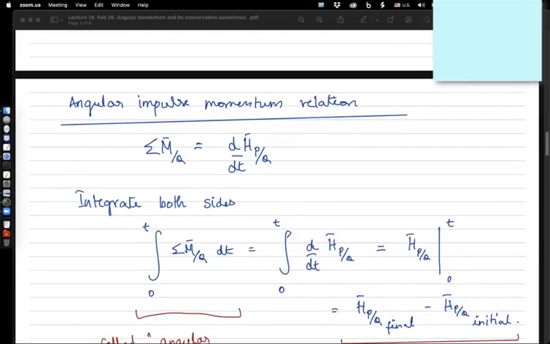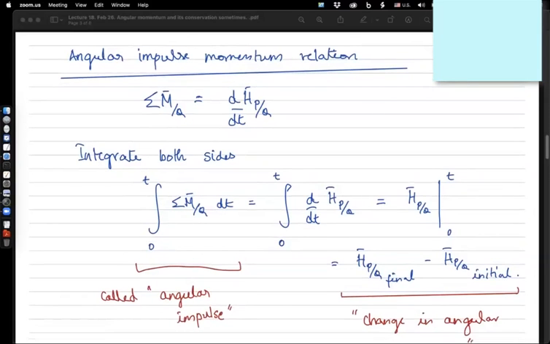This is the integral of the sum of all moments. This is the integral of the rate of change of angular momentum. The integral of d by dt gets canceled, and all you're left with is angular momentum from initial to final. So on the right-hand side, we have final angular momentum minus initial angular momentum of the particle P, with respect to point Q. Everything is with respect to the particular point that you care about. It always has to be relative to, or about, a particular point.